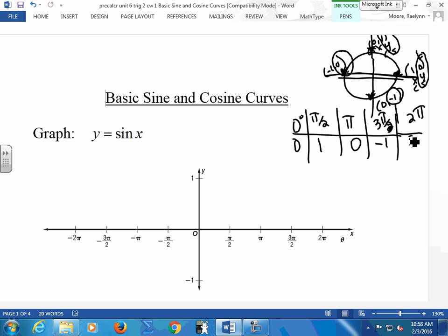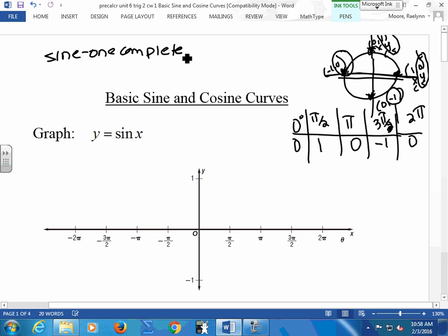Every time you make a sine curve, it has to pass through 4 quadrants. I don't care where those 4 quadrants are going to take place, but your sine curve to complete 1 full cycle has to pass through 4 quadrants. So the sine, 1 complete cycle, has to go through 4 quadrants. This gives us our minimums, our maximums, and our zeros.